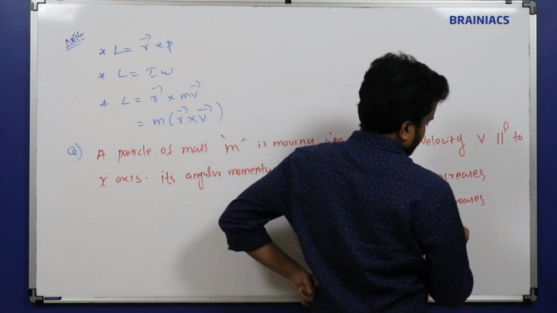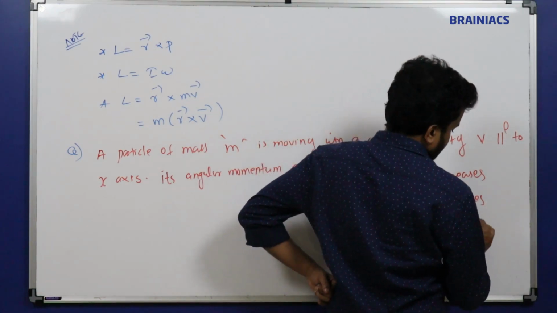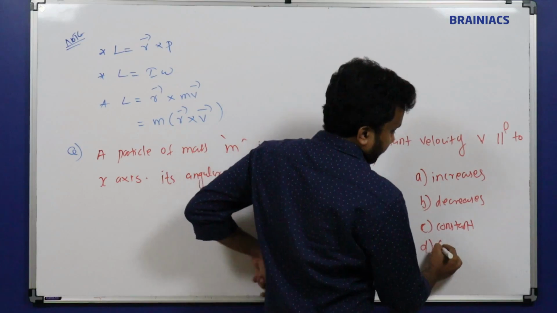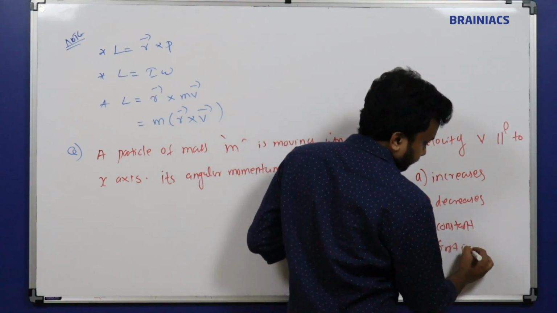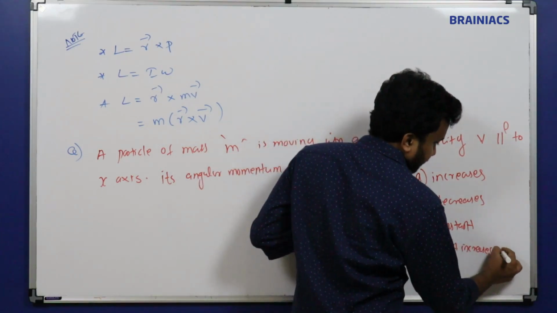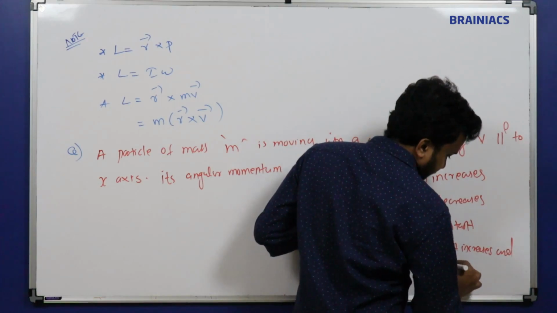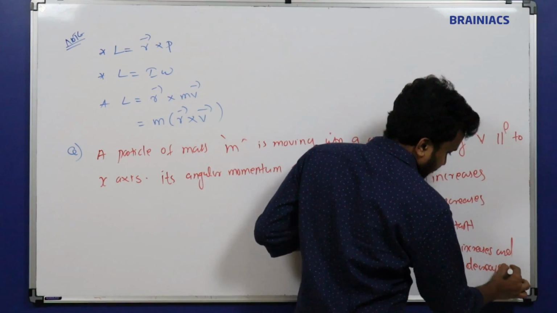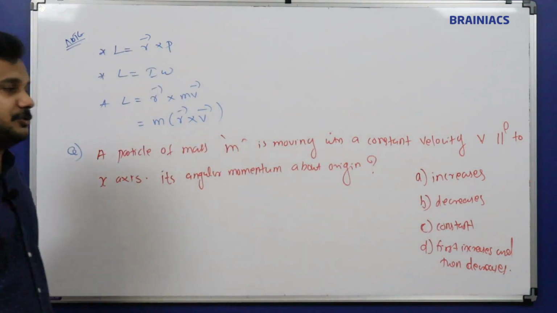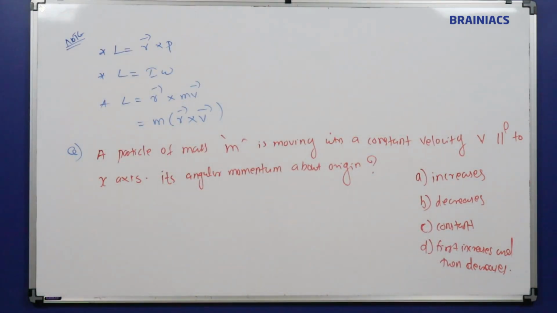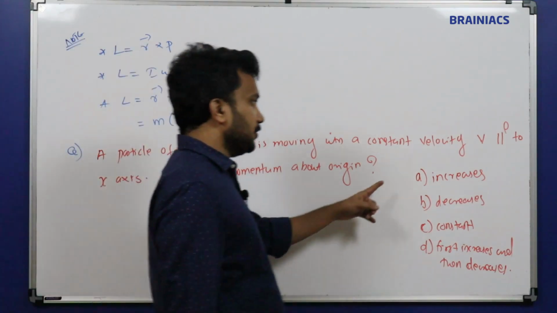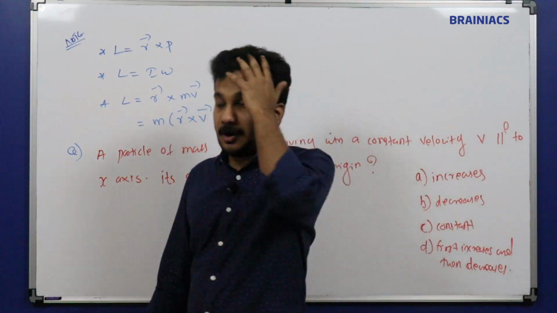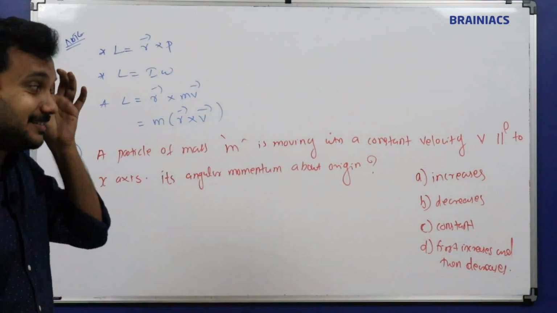Option C, constant. Next option, first increases and then decreases. What will you choose? Angular momentum first increases you will choose, or decreases you will choose, or constant you will choose, or increases and decreases.